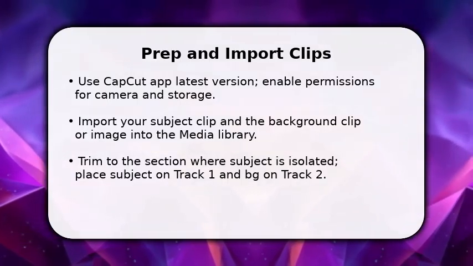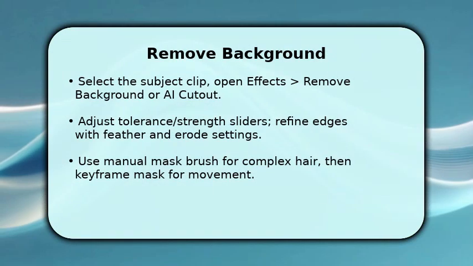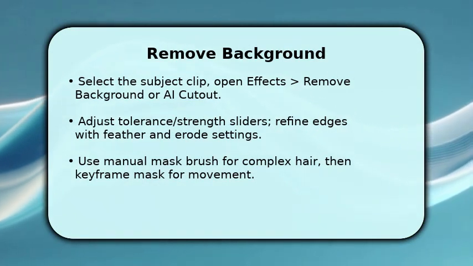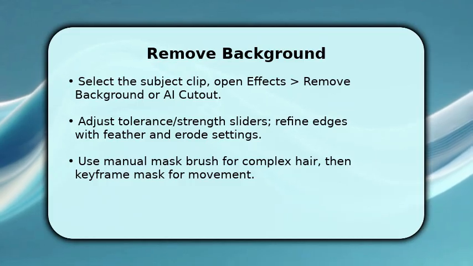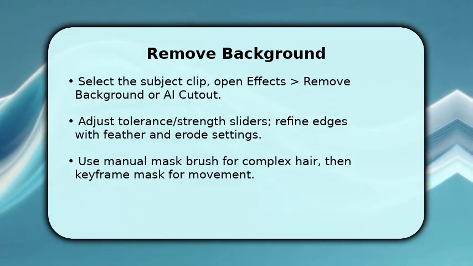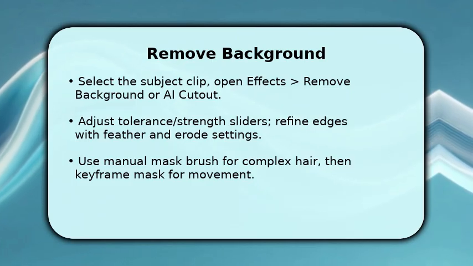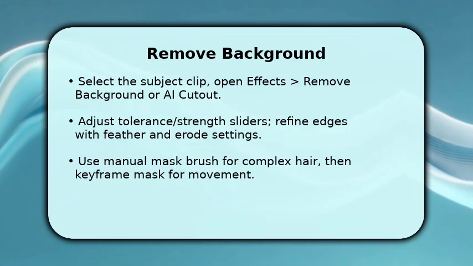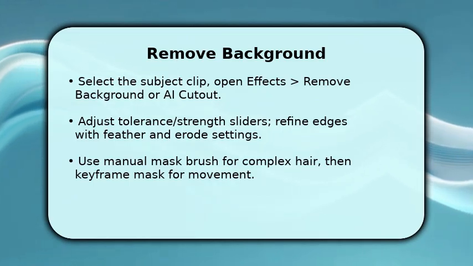Now you remove the old background using CapCut's Cutout or Remove Background tool. Select the subject clip, choose the AI Cutout option, and let it process. This is fast for clear subjects but refine sliders to reduce halos. Once the automatic pass is done, smooth the edge with feather and erode controls to avoid hard outlines.